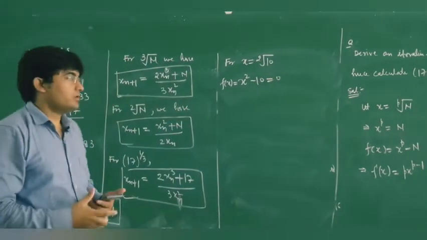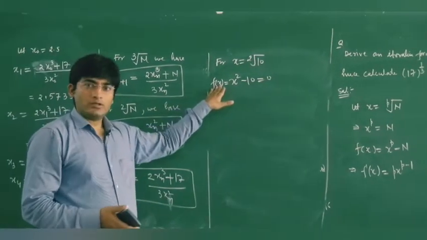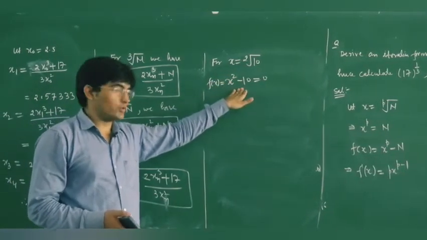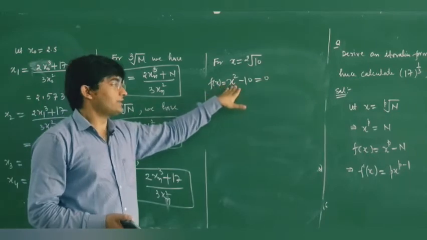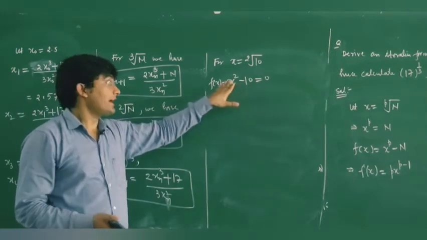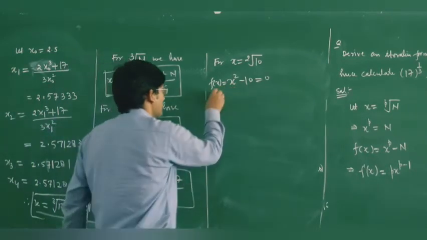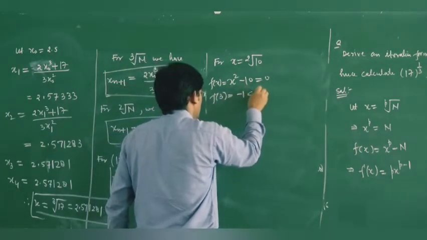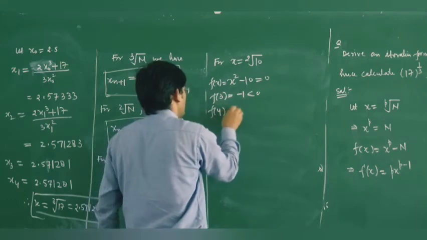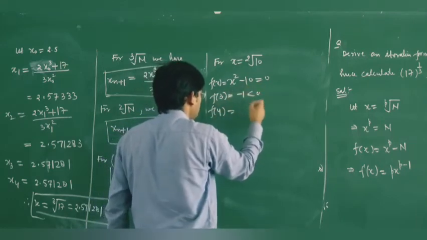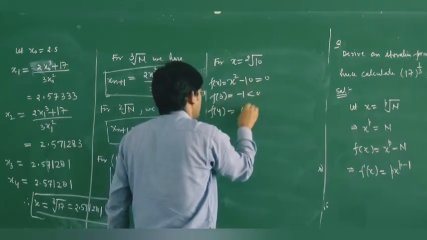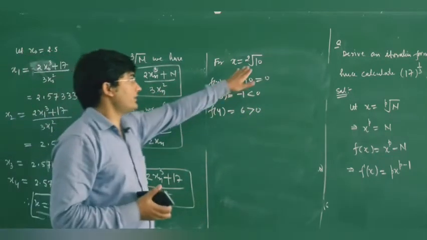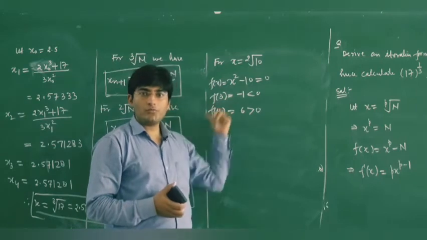And for x naught, just put x equal to 1. Then you can see that this is negative. Put x equal to 2. Again, you can see that this is negative. At x equal to 3, this is your 9 minus 10, so we have negative. At x equal to 4, this is your 16 minus 10, so this is your plus 6, which is positive. Now you can see that the square root of 10 lies between 3 and 4.